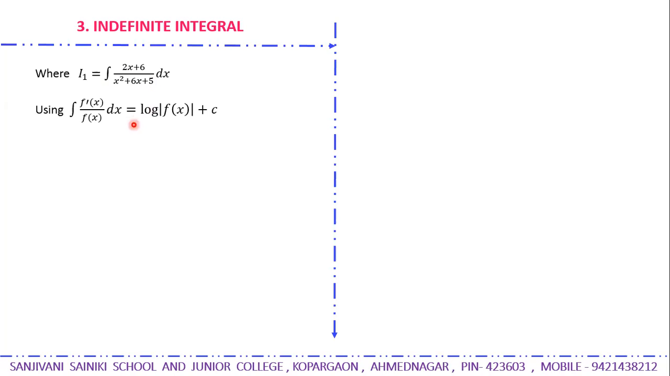Use a substitution, or just as I told you, use the integral of f dash of x upon f of x dx is equal to log of modulus of f of x plus c. You will get the integral of the first integration. Now the second integral, I2 is equal to the integration of 1 upon x² + 6x + 5.